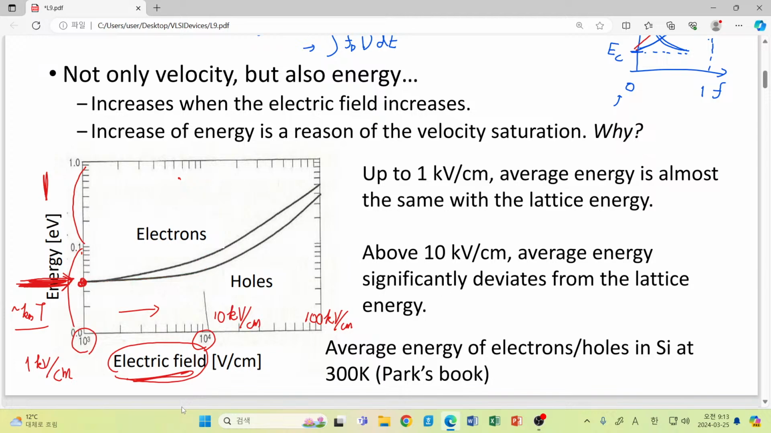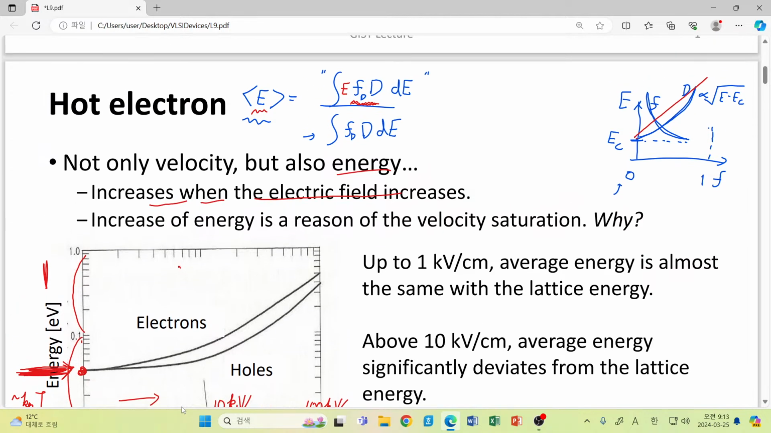So please have a look at energy. The average energy increases when the electric field increases. That is quite understandable. And second, please try to read the second line. The increase of average energy is a reason of velocity saturation. What is velocity saturation? Up to now, we have not talked about velocity saturation. From now on, I will talk about velocity saturation. Maybe you feel a little bit confused between different concepts. So what is the saturation here?